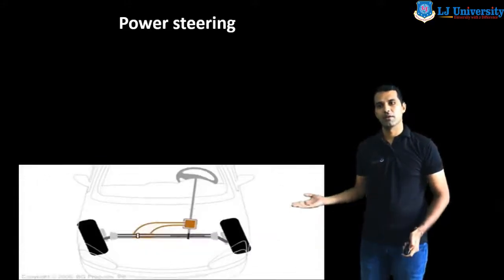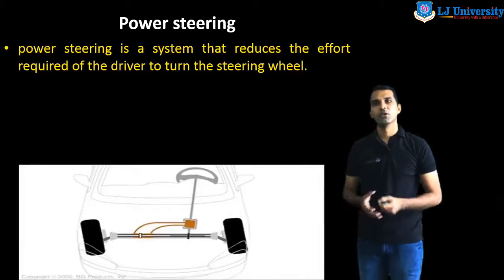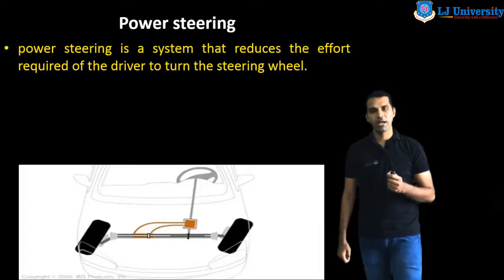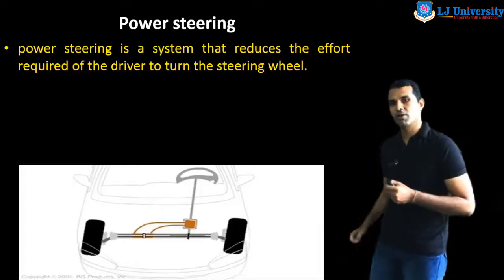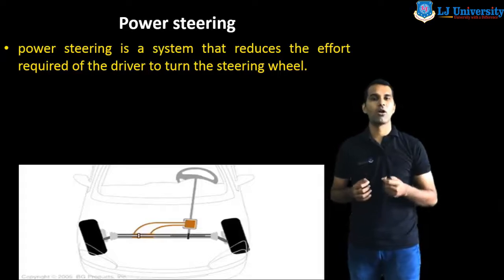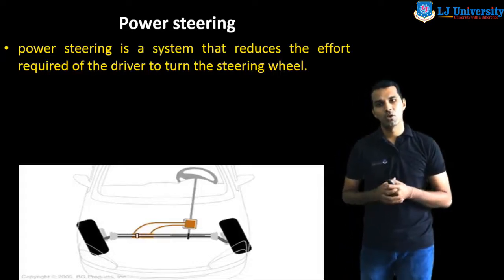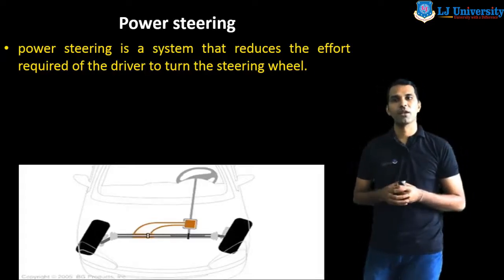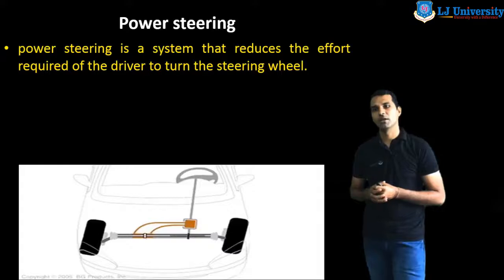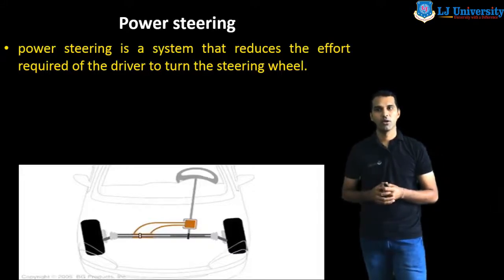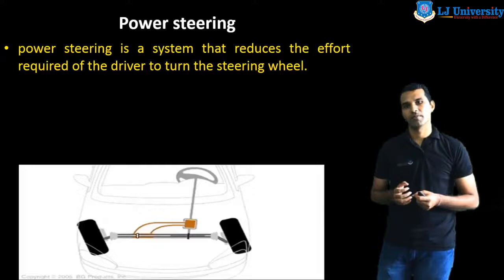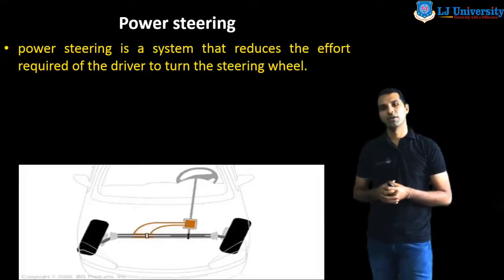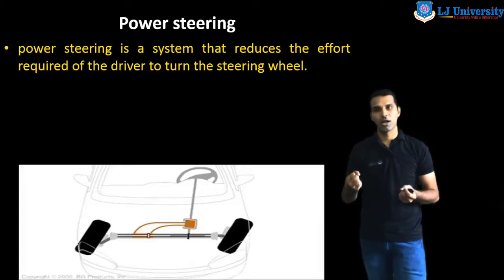So this is the figure of the power steering. What is the main purpose of the power steering, or why do we use the power steering system in the car or in the automobile? The purpose is that power steering is a system that reduces the effort required of the driver to turn the steering wheel. So by using this system, the driver has to use less effort to turn the vehicle.